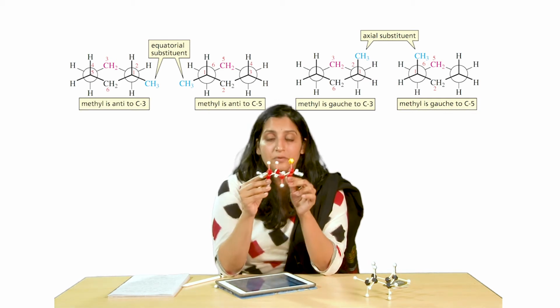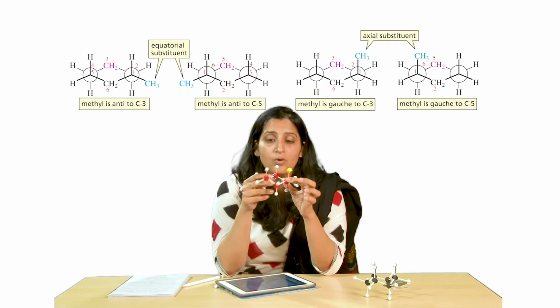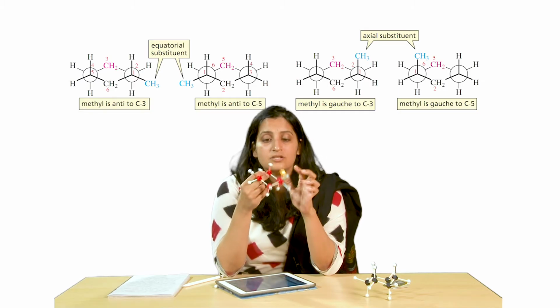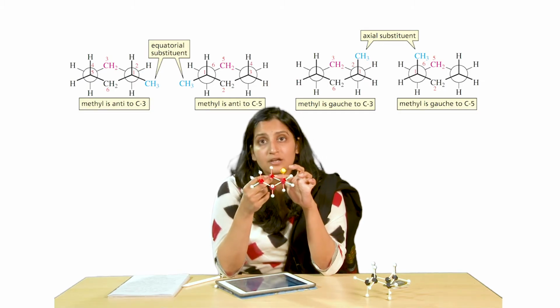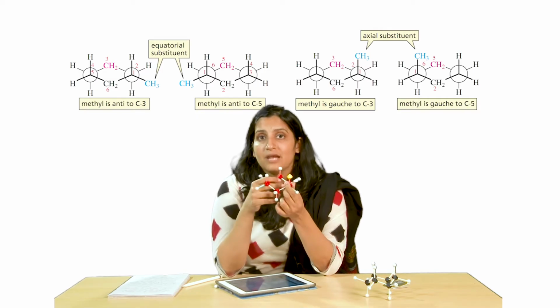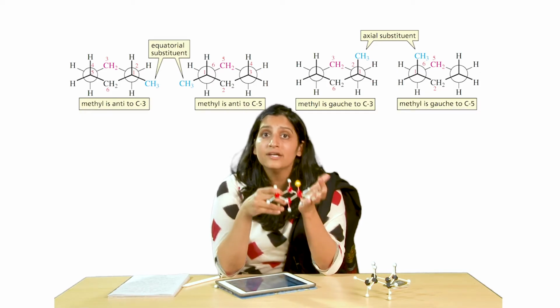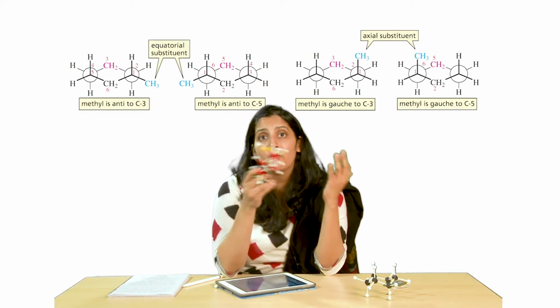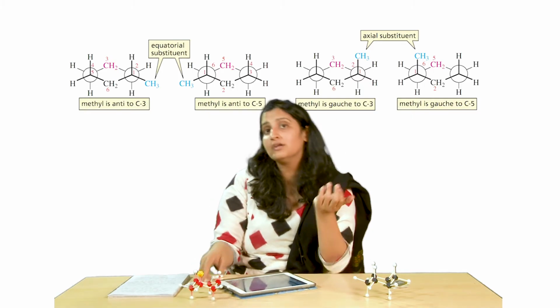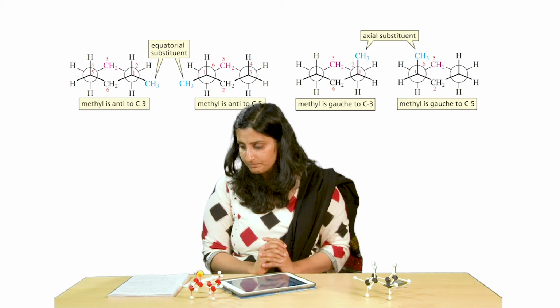Now, let us try to put this methyl in the axial position. As you can see, now it has multiple gauche interactions. First it is gauche with this particular carbon. So, what you can see is that it is kind of destabilizing. In fact, there is a quantitative way in which we can predict how much of one conformer is preferred over the other. So, now we are going to have a look at that.